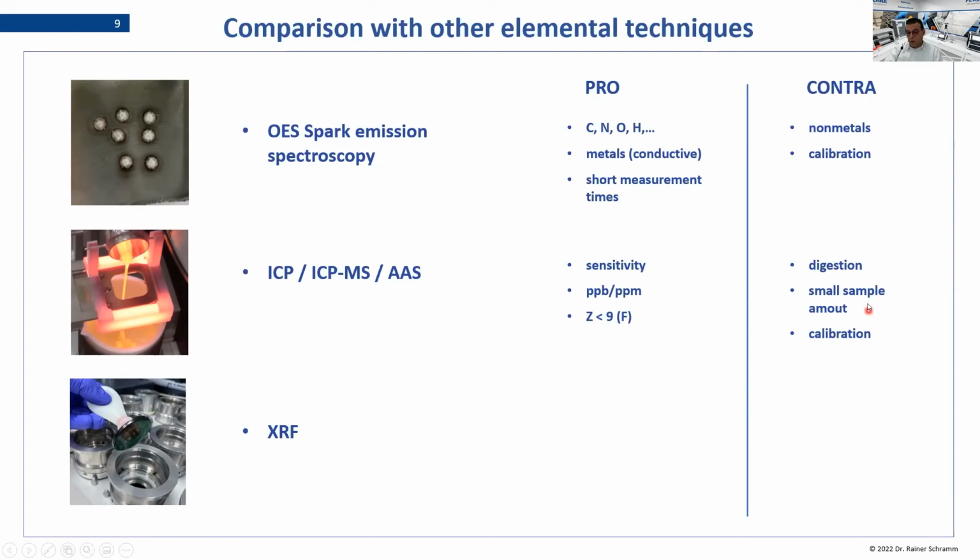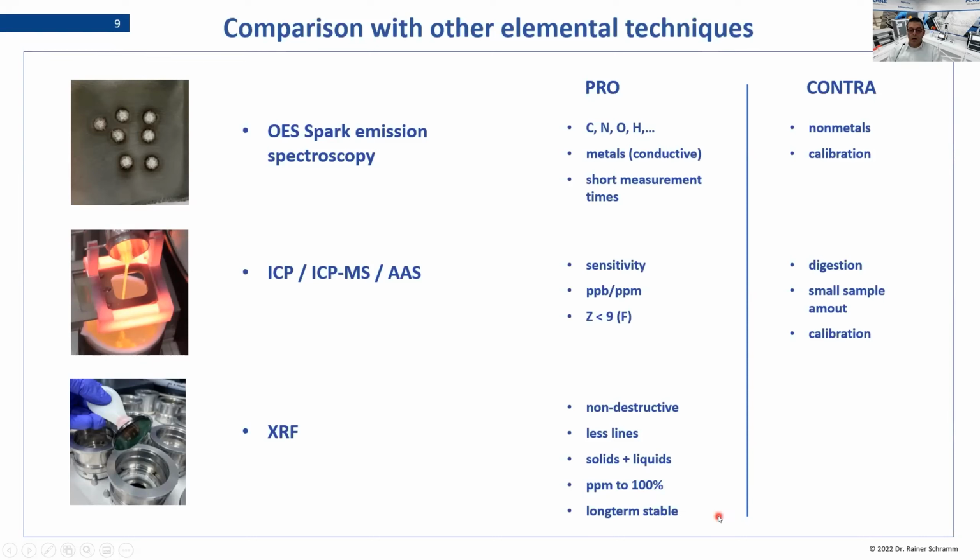You can only use a small sample amount because of the digestion. And again, you need a matrix matched calibration. In XRF, we have an advantage that often we can work non-destructive, with the exceptions I mentioned in the beginning. We have not so many lines than we have in optical emission. It's dedicated for solids or liquids. And here it's more ppm to percent range.